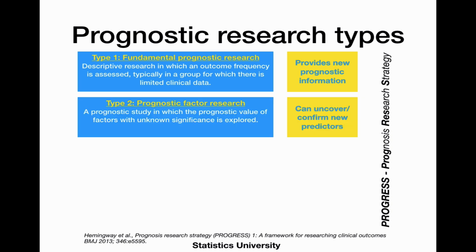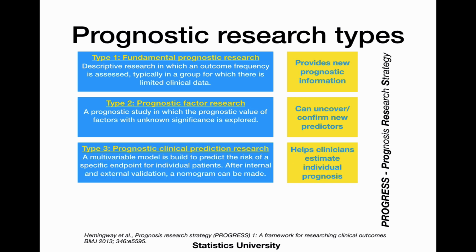In the second type, we look at prognostic factor research, and it can uncover or confirm new predictors. These are prognostic studies in which the prognostic value of a factor with unknown significance is explored. Now, the third type is that of prognostic clinical prediction research, where a multivariable model is built to predict the risk of a specific endpoint for individual patients, and after internal and external validation, a nomogram can be made. So this helps clinicians estimate individual prognosis.